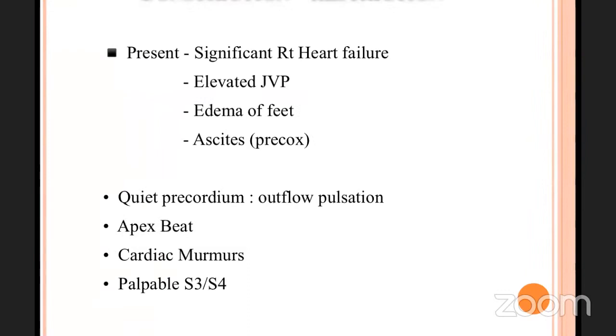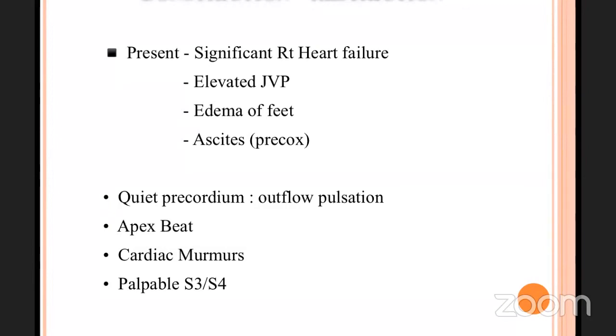Now, what is common to both of them, restrictive cardiomyopathy and constrictive pericarditis, is they often present as right heart failure with elevated JVP, edema of the feet, and sometimes ascites preceding the edema of feet, what we call ascites precox. This is a classical symptom of constrictive pericarditis, but it can happen with any of the predominant right heart failures.